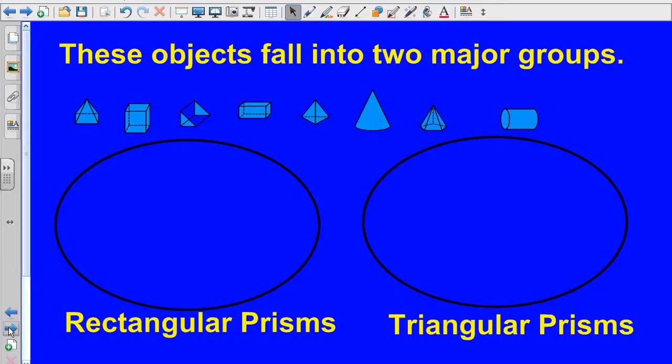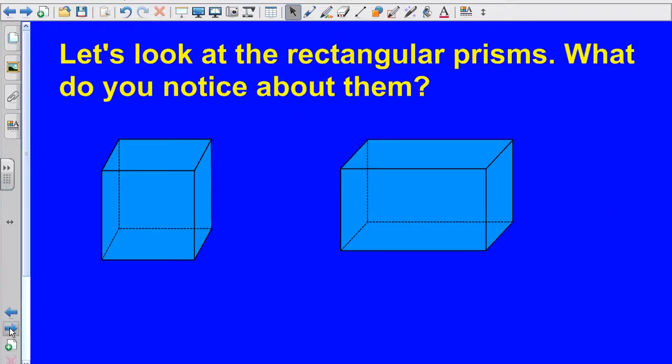All right, now, these objects fall into 2 major groups. The first group is called rectangular prisms. The second group is called triangular prisms. We are going to deal with rectangular prisms first. If you look at these 2 rectangular prisms, what do you notice about them? They are alike in one way. Well, that's not how they're alike.